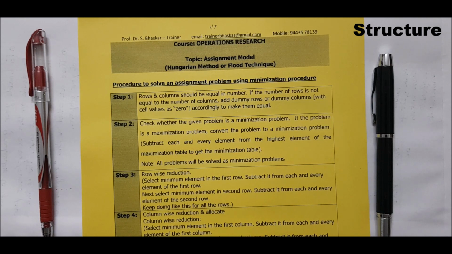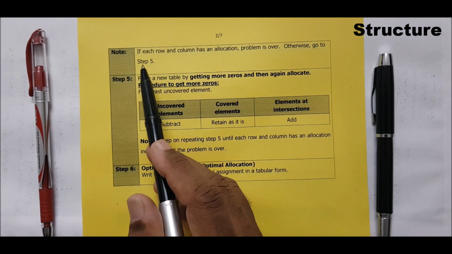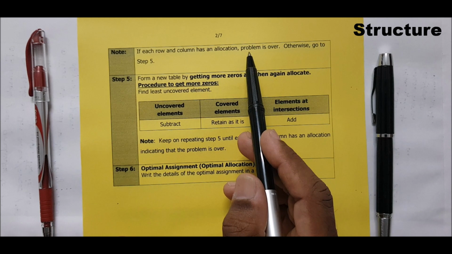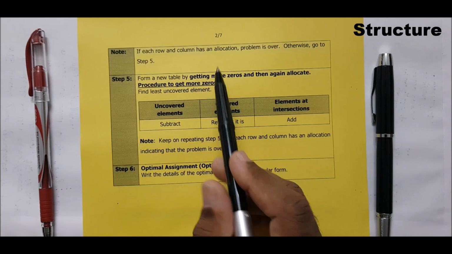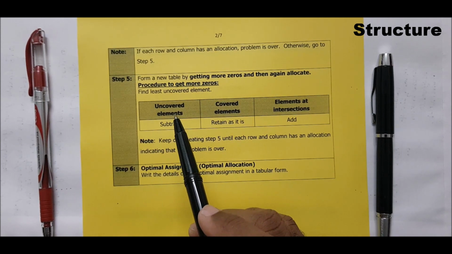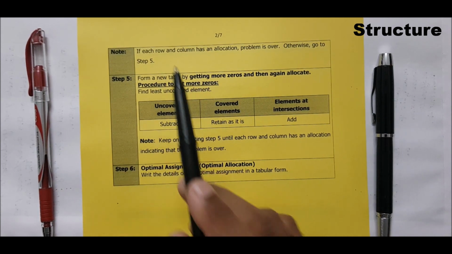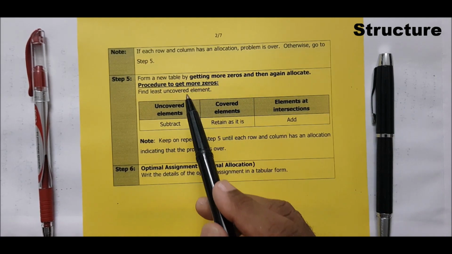After that, there is a procedure for allocating. You have to see row wise and column wise, and you have to cancel and things like that. But the fourth step will be column wise reduction and allocation. Once the fourth step is over, you have to check whether the number of rows and the number of columns is 5, then automatically there should be 5 allocations. That is, there are 5 jobs and 5 machines, therefore there should be 5 allocations.